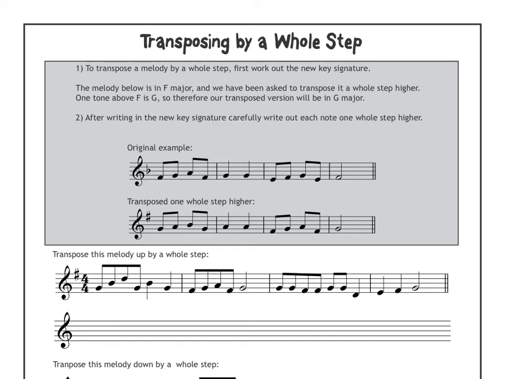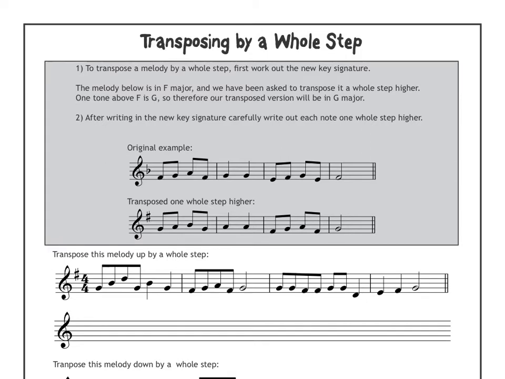All right, so the second method of transposing music is transposing by a whole step. And this can be, of course, extrapolated into other kinds of distances. Transpose by a half step, transpose by two whole steps, two whole tones, whatever. We're going to use a whole step as an example.